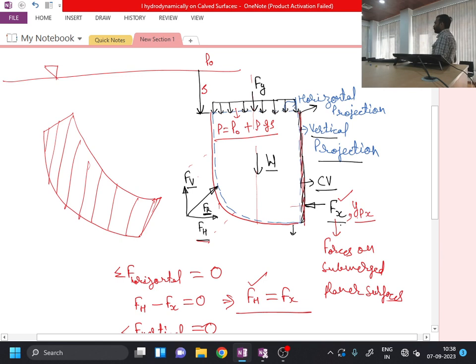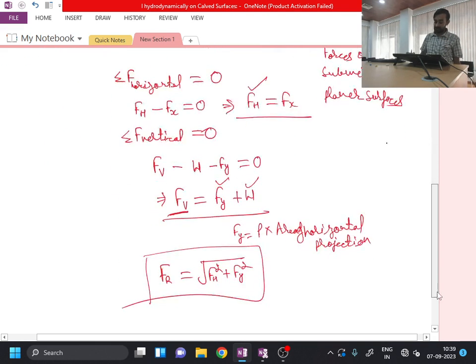Okay, so how to do this? That we will try to do with the help of a numerical problem. So whenever we will be studying some numerical problem, then I will tell you how we can take this moment in order to determine the line of action of this particular resultant force.